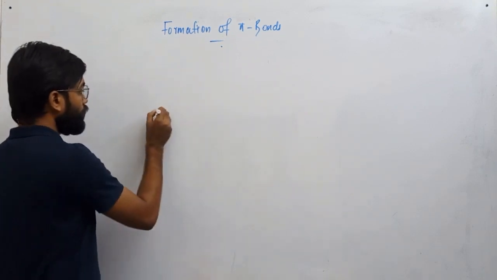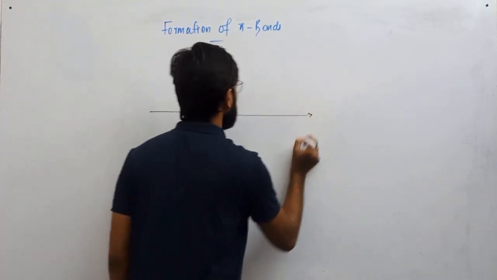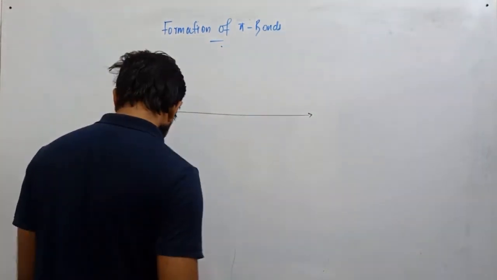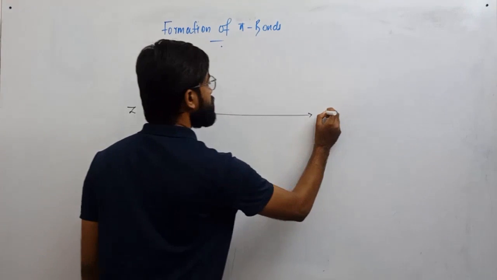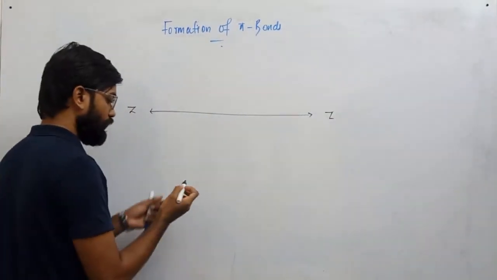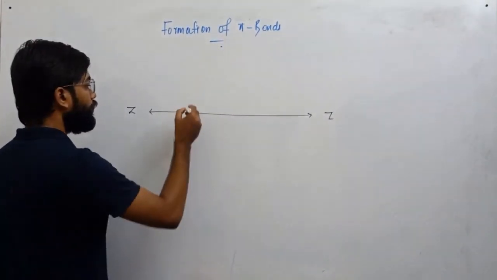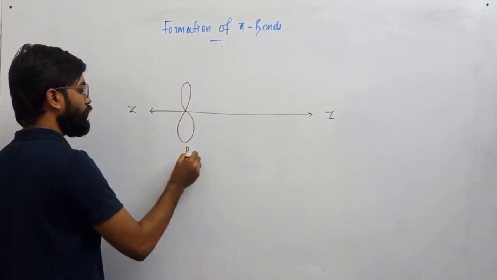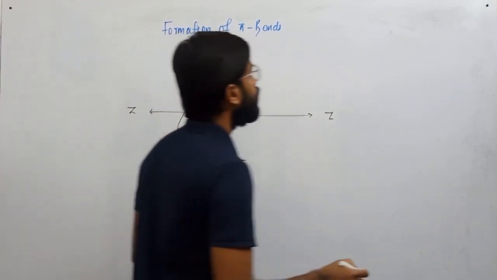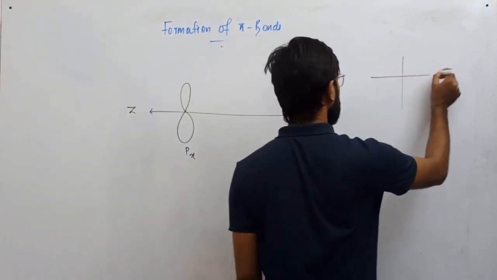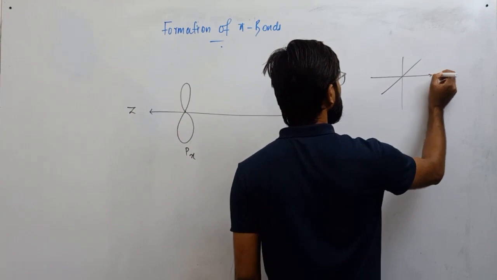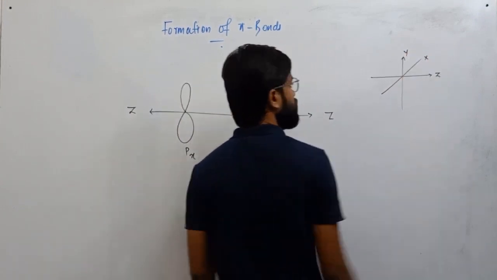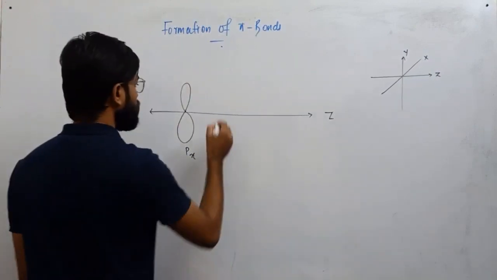As discussed in the last class, let this be the internuclear axis, which means your z axis. If there are two px orbitals, our convention is that this is the z axis, y axis, x axis. So, two px orbitals.